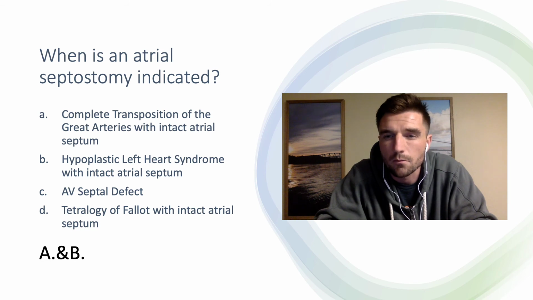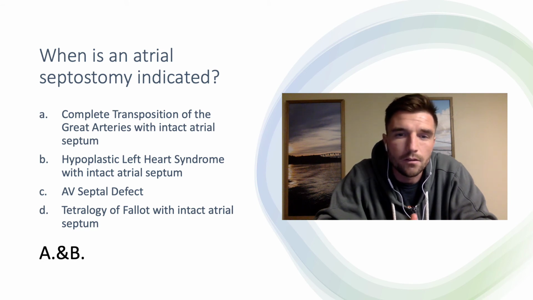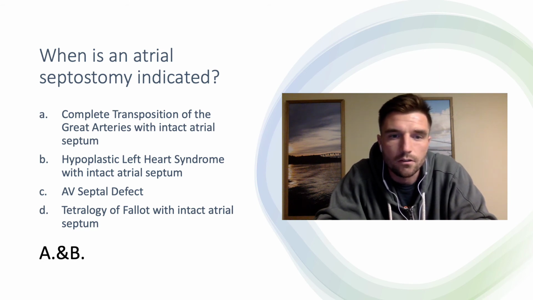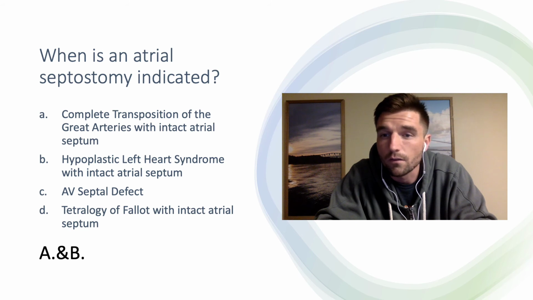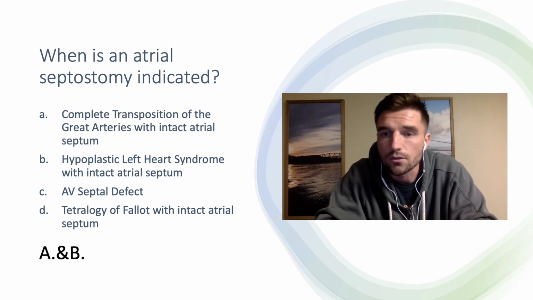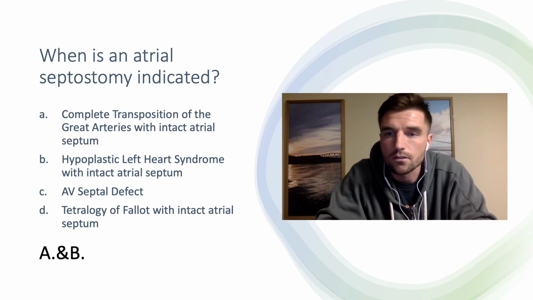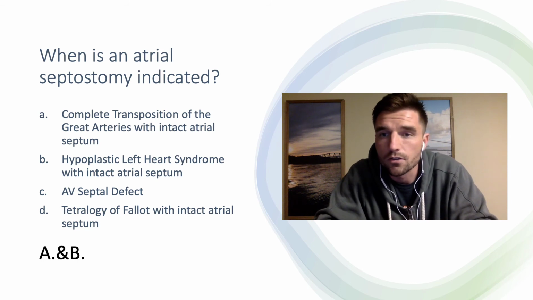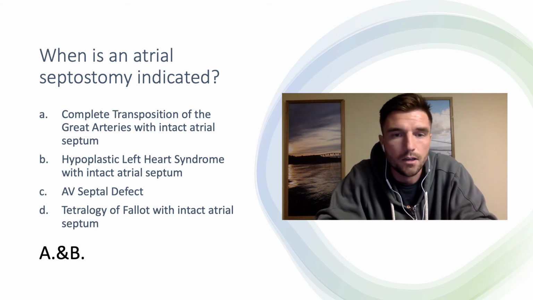We can narrow this down by the process of elimination here. A complete AV septal defect. We didn't really talk about this, but that consists of a very large atrial septal defect and ventricular septal defect. And there's a few different varieties of this, but in essence, part of the anomaly here is a very large atrial septal defect. So no atrial septostomy would be indicated in that situation.